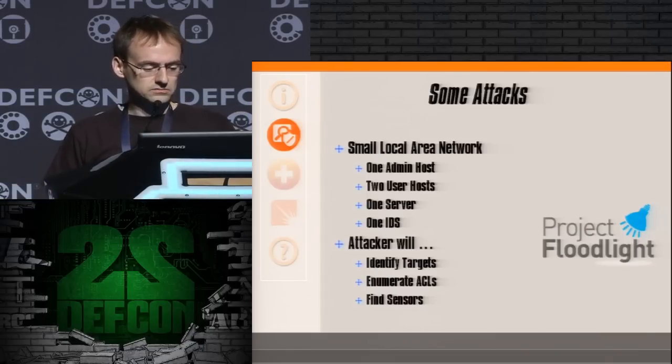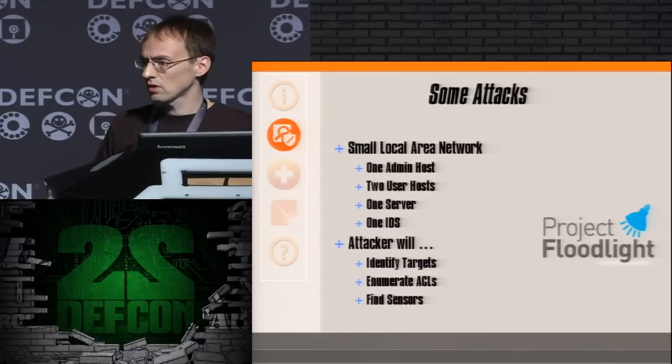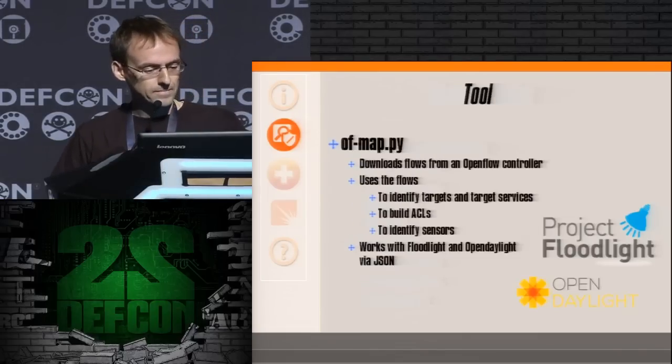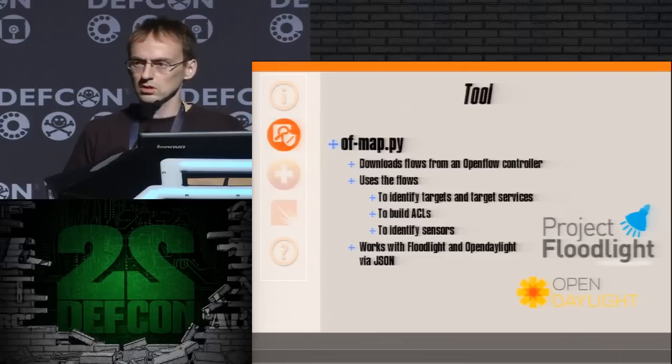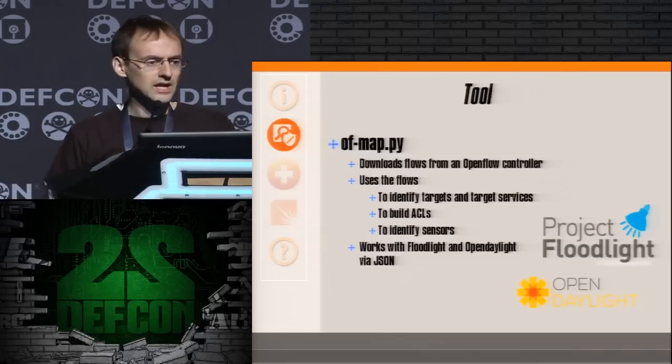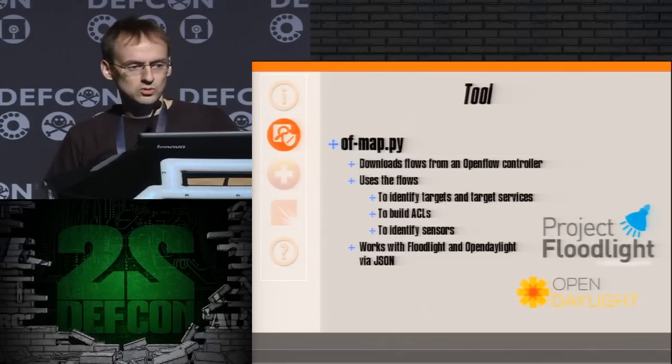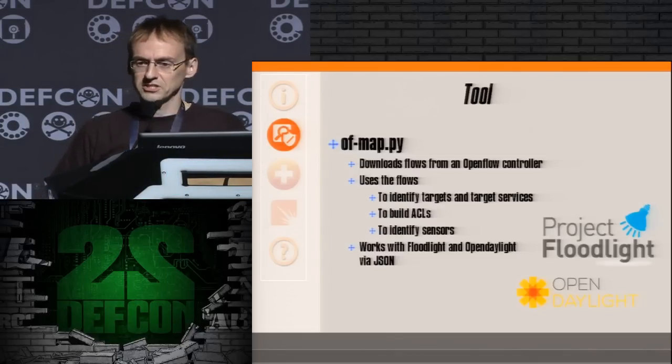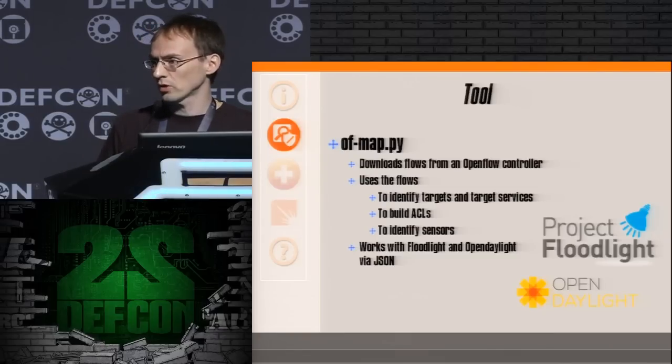Identify targets, enumerate ACLs, and of course look around to see if anyone is listening, looking at what may be going on. Okay. We'll do that with OFMap. It downloads flows from an OpenFlow controller and then uses those flows to identify targets and target services, identify ACLs, and to identify sensors. It works with Floodlight and OpenDaylight via JSON. It auto detects the controller you're working with.